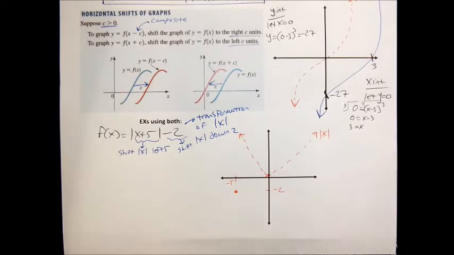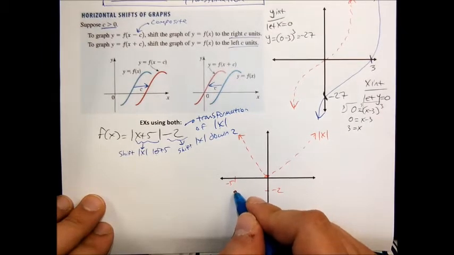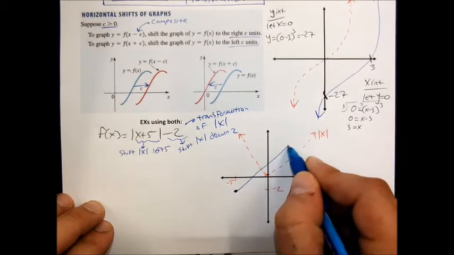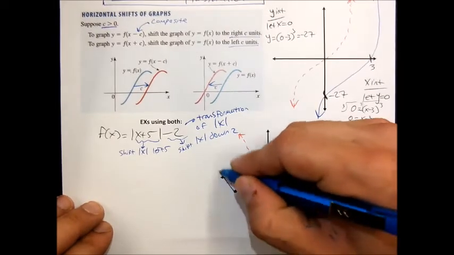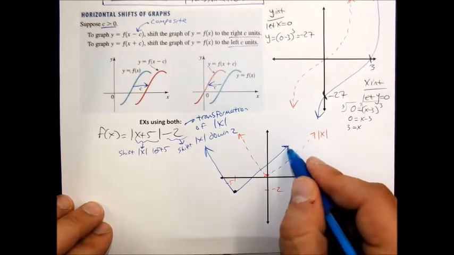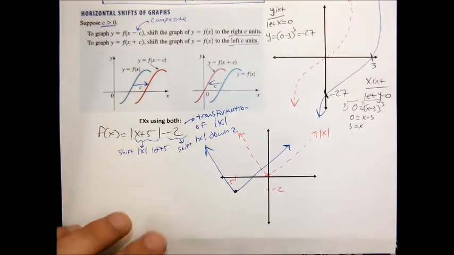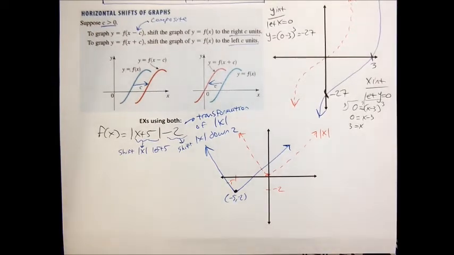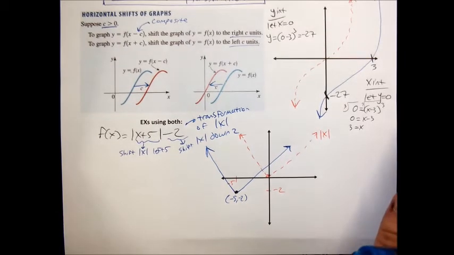Oops, let me use a different color. Sorry about that. And I know it's going to be a V. It's going to be the same shape. So it's going to look like that and like that. All right, so this is the point -5, -2. Questions about that part so far?